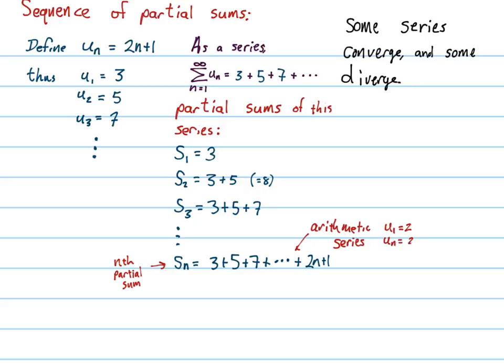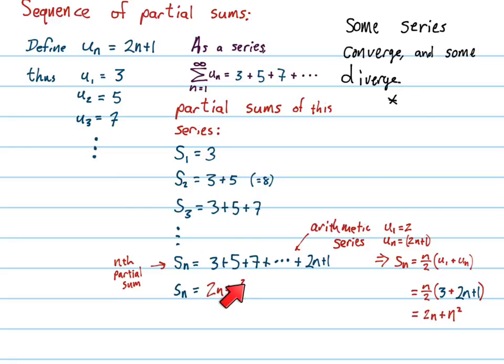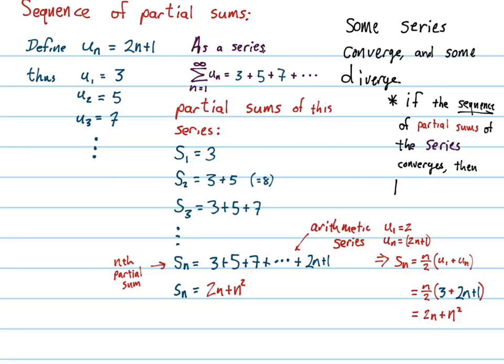This again is another arithmetic series, therefore we can sum it using our summation formula for arithmetic series, and that means that the nth partial sum, that is the total of all of the numbers added up in the sequence up to n, would be 2n plus n squared.